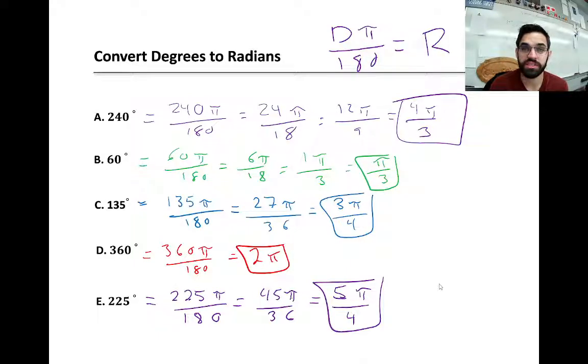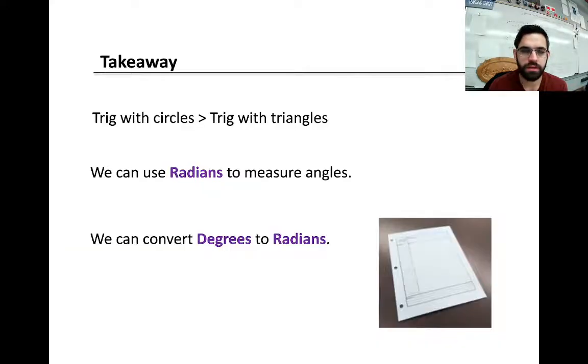Take a moment, make sure each of these examples makes sense to you, and then we'll move on. I need to pause the video because I'm moving on. What we learned in this lesson is that the unit circle can help us do trig functions more than the right triangle can help us. So we're changing our definition of trig functions. And we also found that we can use radians to measure angles, and we learned how to convert degrees to radians.